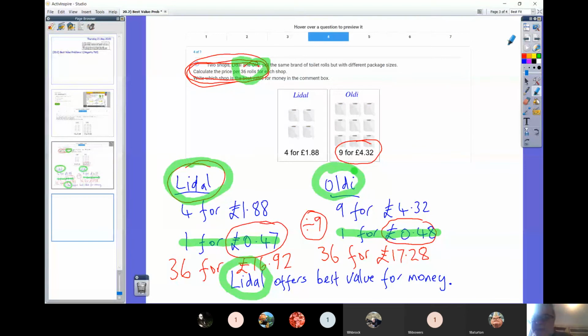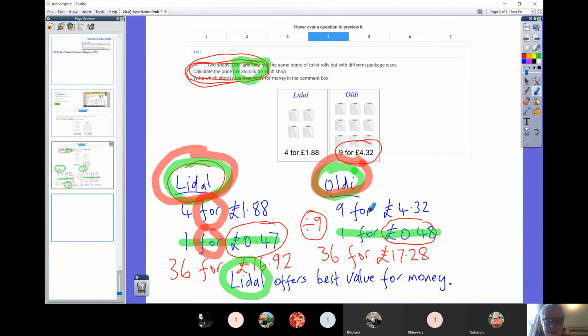But what I want you doing, so I'm just going to repeat, I want you in your notes setting out like this. You write down the title Lidl. You make it really clear that on the left-hand side of the page, you are doing it for Lidl. You say 4 rolls for £1.88. So 1 roll is 0.47. So make sure you're including all these words. You've got to write it in. And then don't just write at the end, just say Lidl. You've got to put it into a sentence. Lidl offers best value for money. So do Lidl on the left, Aldi on the right with the headings, 3 lines of workings, and then your conclusion, please.